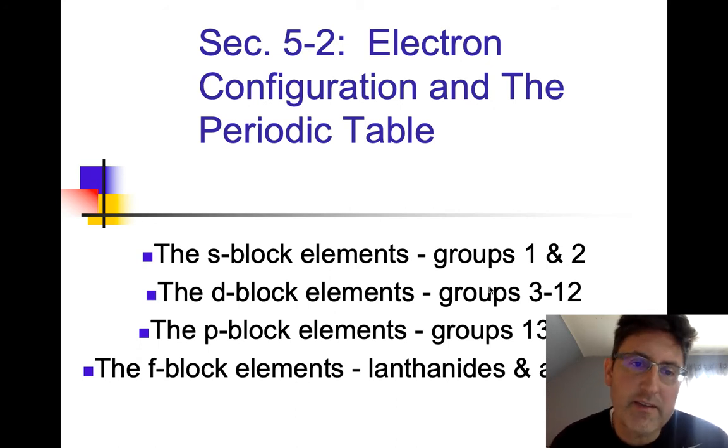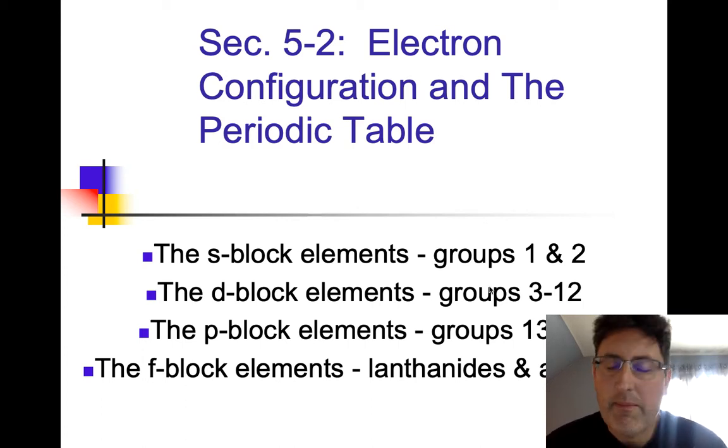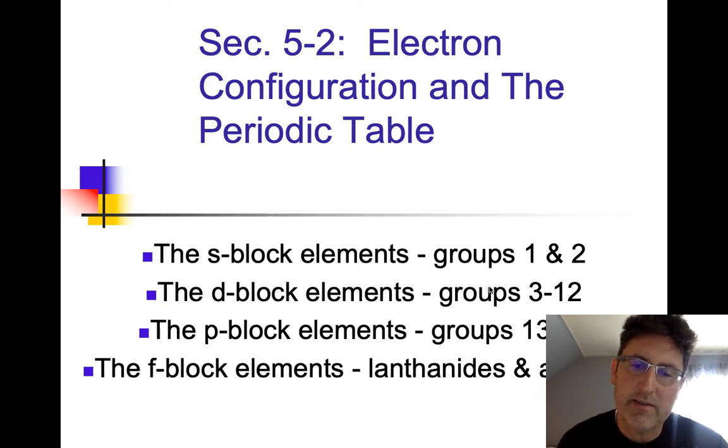In this section, we're going to go over how the periodic table, and I mentioned this a little bit in class, fits in with this theory of electron configuration. You can see on this page, the S block elements are groups 1 and 2. The D block elements are 3 through 12. Those are called our transition elements. The P block elements are 13 through 18, and the F block elements, those are down below. Those are your lanthanides and your actinides.